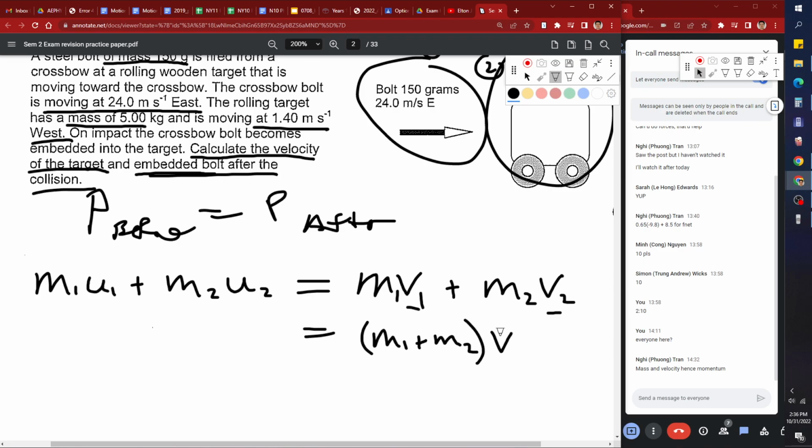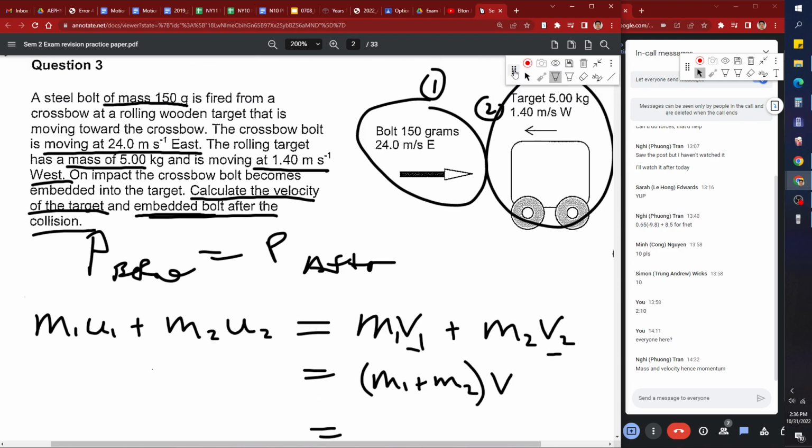See? This is still multiplying these two, but we add these masses together before we multiply it, okay? And then that side stays the same. Okay, so now I substitute the numbers.